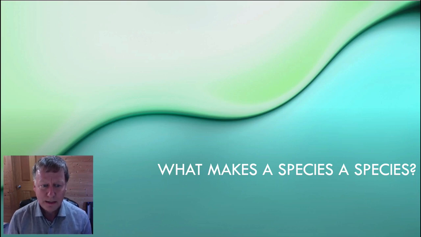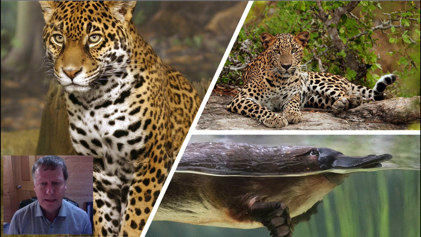Hi. Today's assignment is all about understanding what a species is and how a new species can evolve. Sometimes it's easy to tell when two organisms are different species. If you look at these three pictures, it's pretty clear that the cats and the platypus are not members of the same species. Just by looking at them, we can tell they're very different.